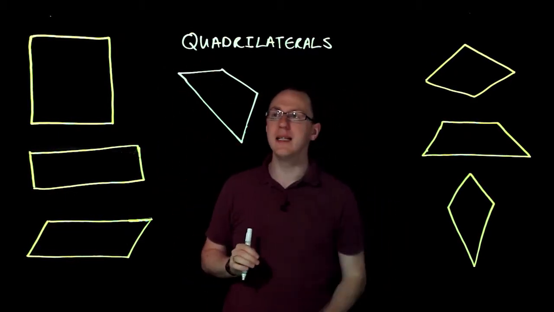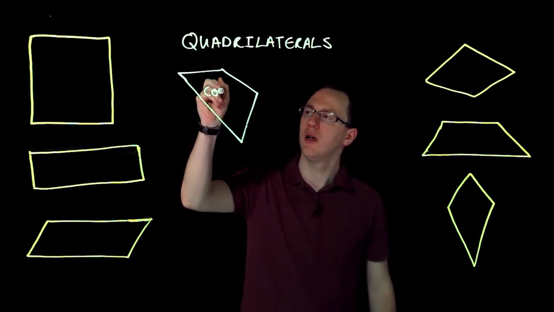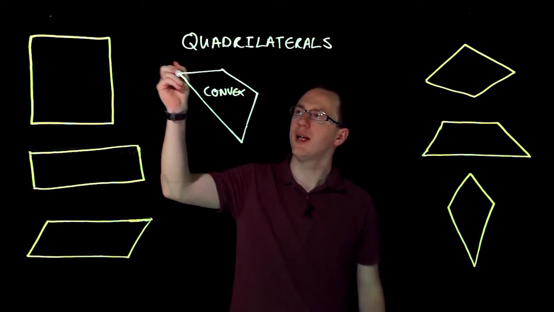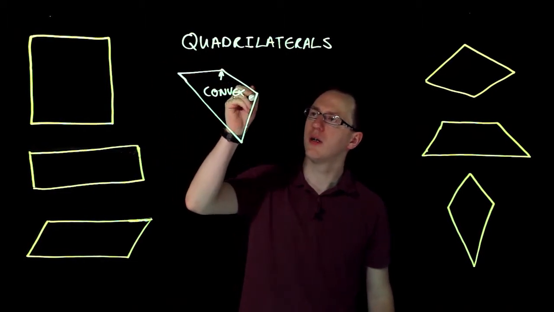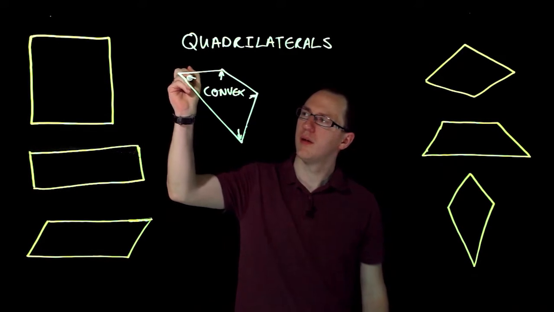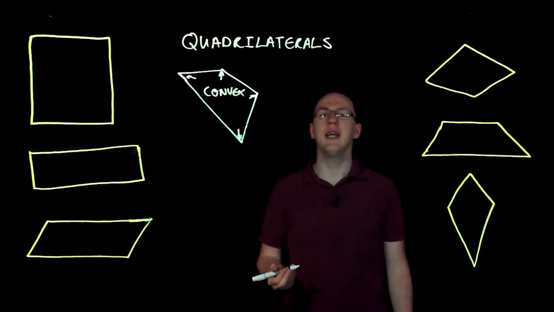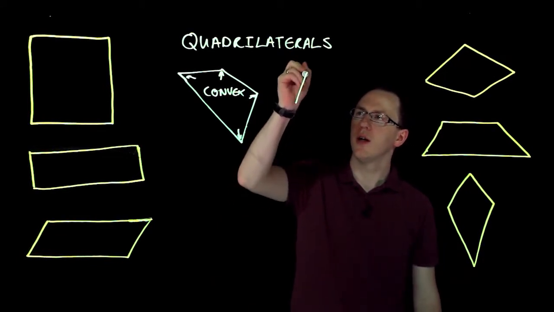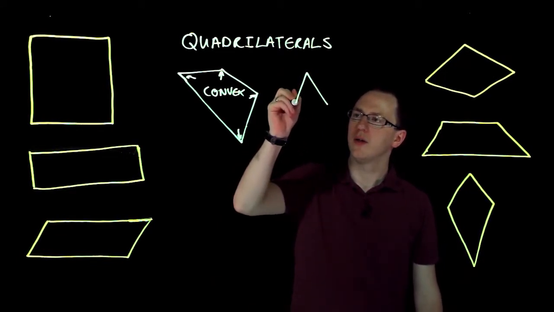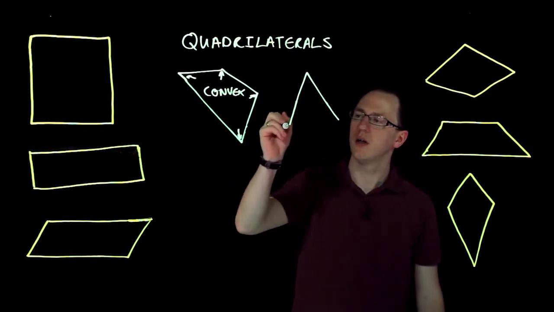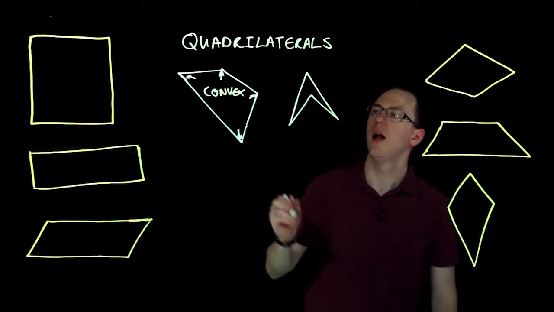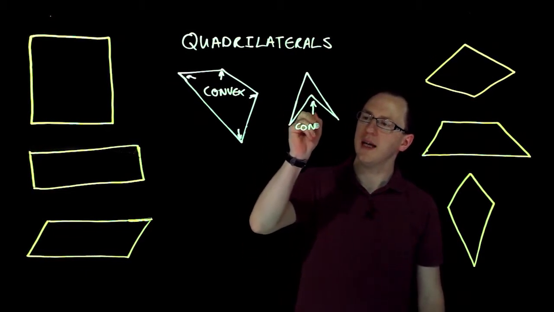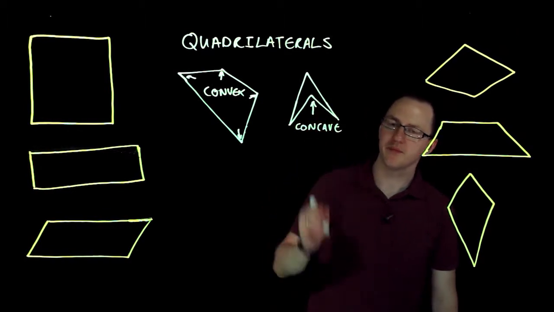And this is a convex quadrilateral. It's convex because all of the corners are pointing outwards. They're all pointing out. We could also have concave quadrilaterals where one of the corners is pointing inwards. So if I've got a quadrilateral like this one, we can see this corner is pointing inwards, so this is a concave quadrilateral.